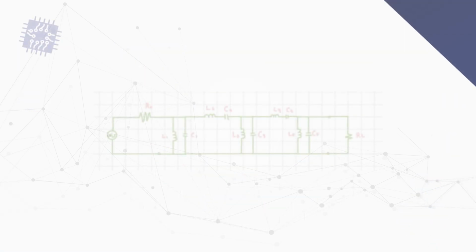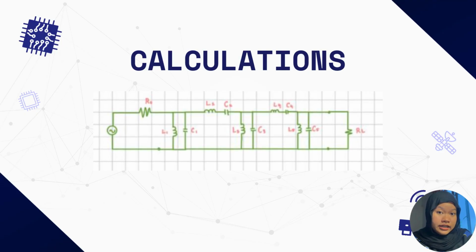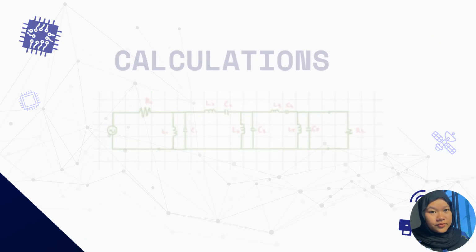Here is the ADS circuit schematic for our lumped band pass filter. You can see the ladder network with series LC sections and shunt LC sections. This is a 5th-order Butterworth band pass filter with the component values we calculated.